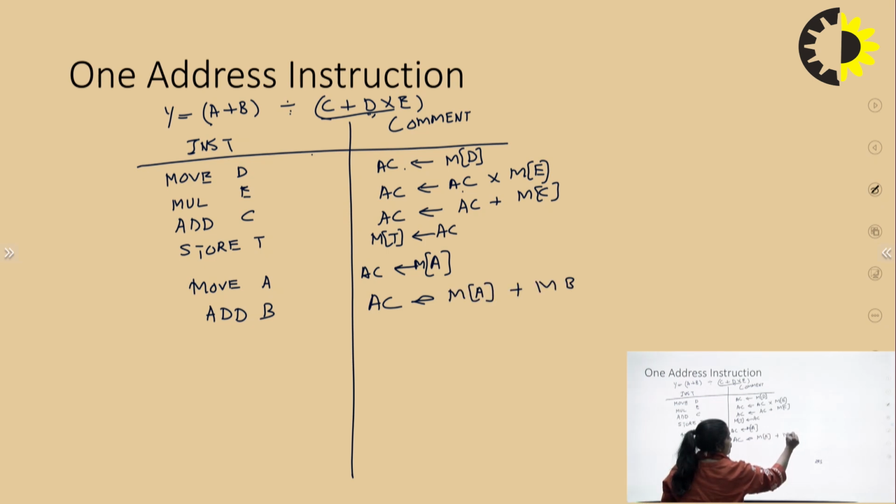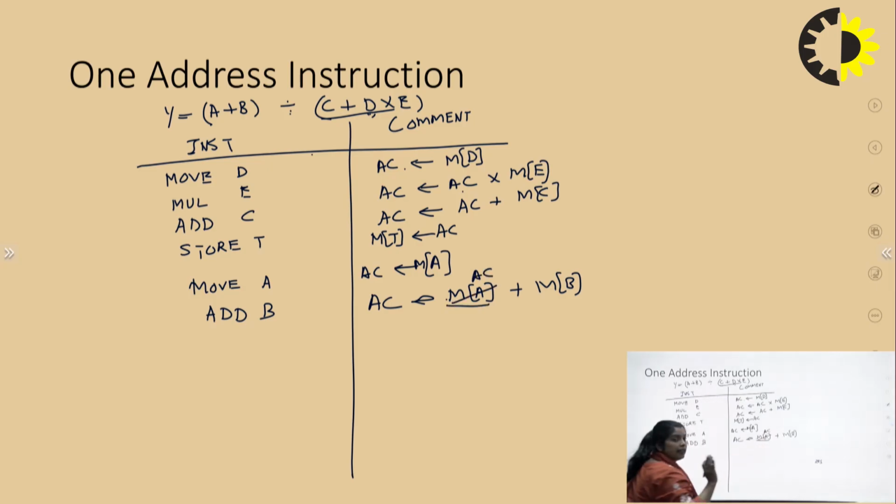So now AC is M of A plus M of B. Or here, with the help of MA, you can also write it as an accumulator. That is also okay. If you are writing M of A plus M of B, that is also okay. And if you are writing accumulator plus M of B, that is also okay, because at this time in the AC there is a value. Fine.